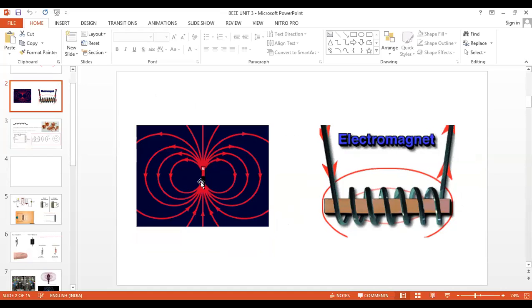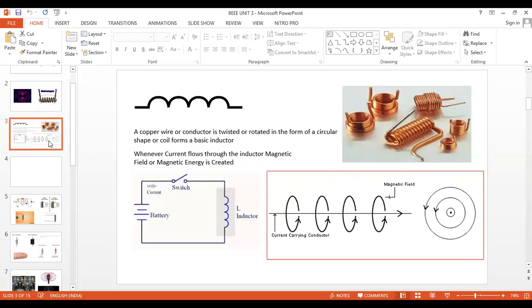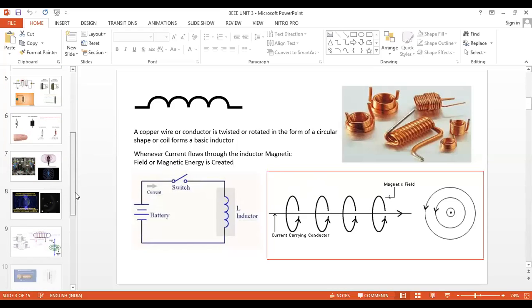This magnet's lifetime is very much less. So what we have to do is take one copper wire, and when current flows through the copper wire or copper rod, magnetic energy is created. I cannot draw the diagram every time, so we can show it by circles. Understood? It is not compulsory to show only 4 circles. One more diagram I'll show you.